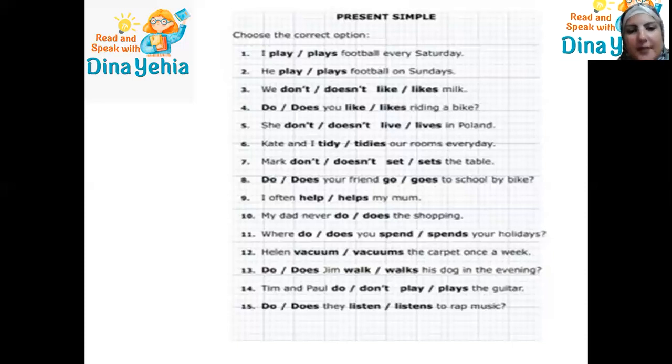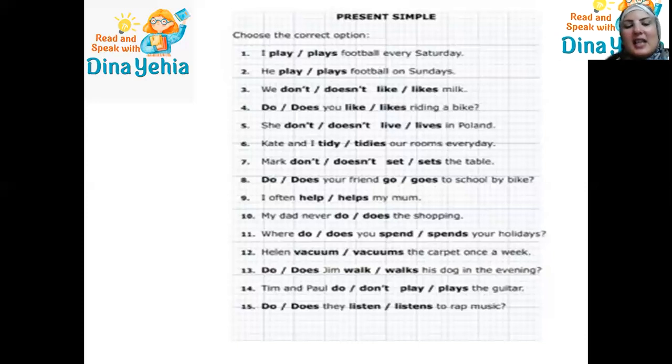Number 7, Mark doesn't set or sets the table. So Mark, he, S. So Mark does not set the table. Why? Because I have does, and does swallows S.